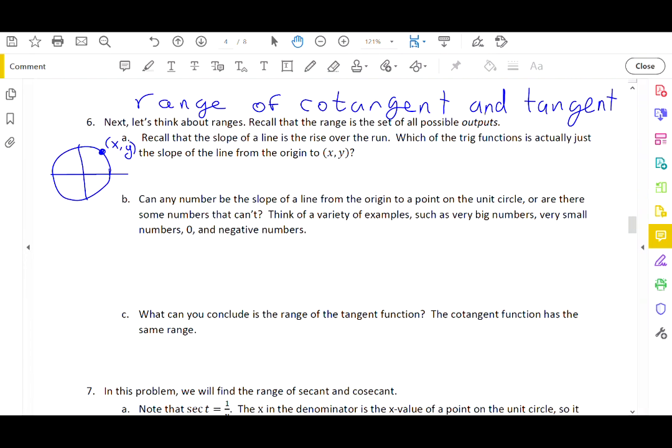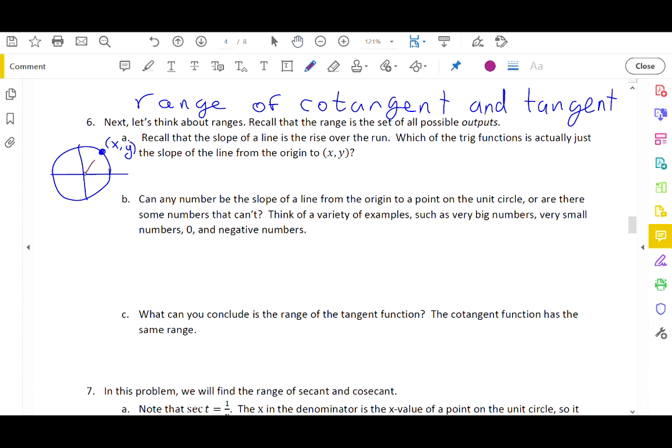In this video, we will talk about the range of cotangent and tangent. So number 6 says, let's talk about ranges. Recall that the range is the set of all possible outputs of a function. Recall that the slope of a line is the rise over run. Which of the trig functions is actually just the slope of the line from the origin to the point xy?